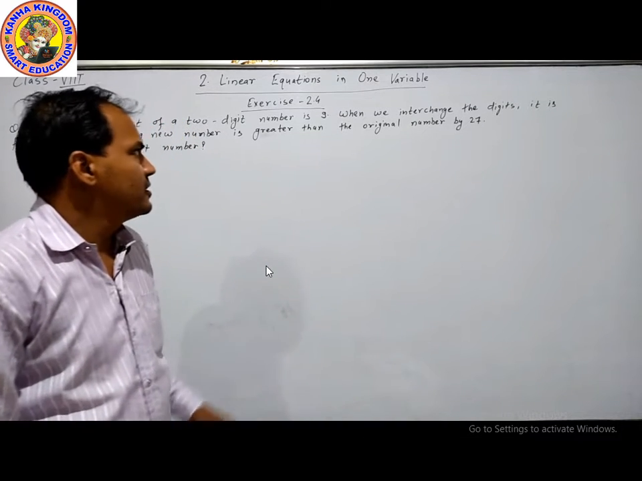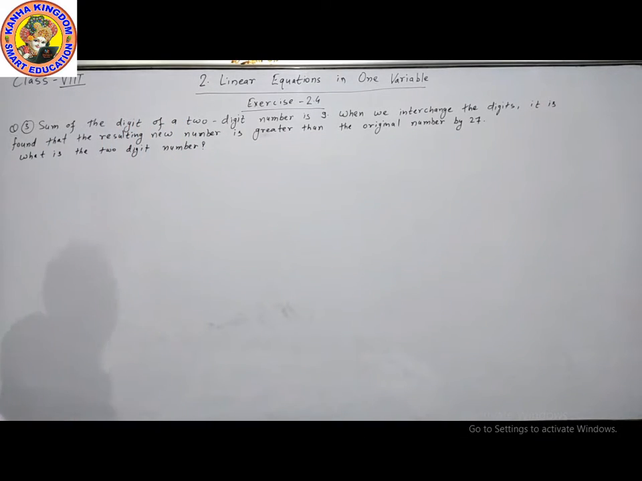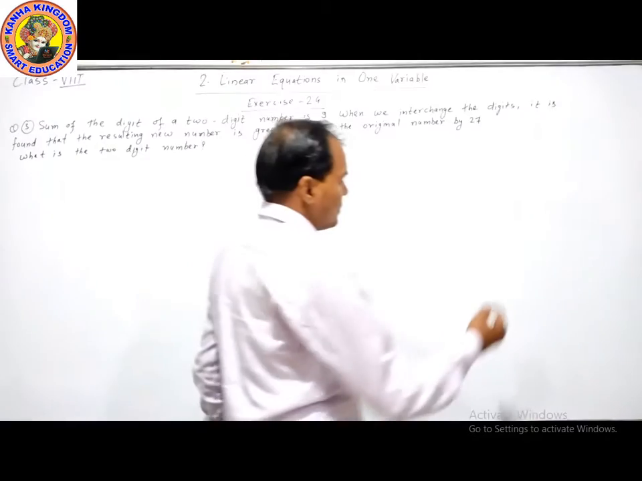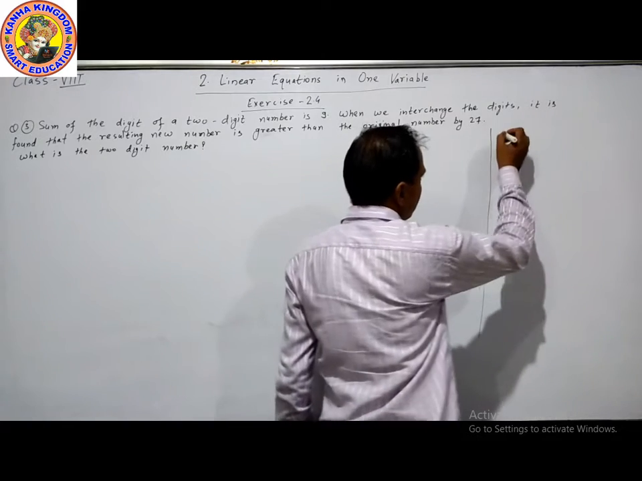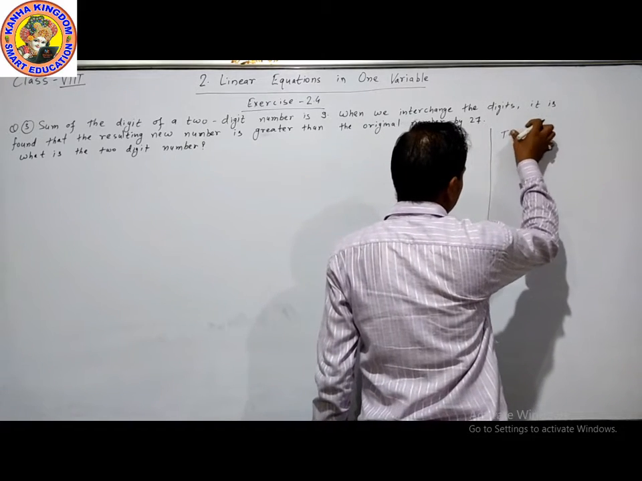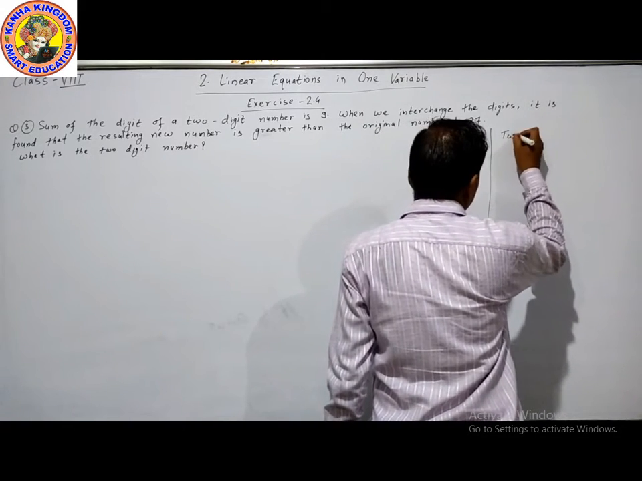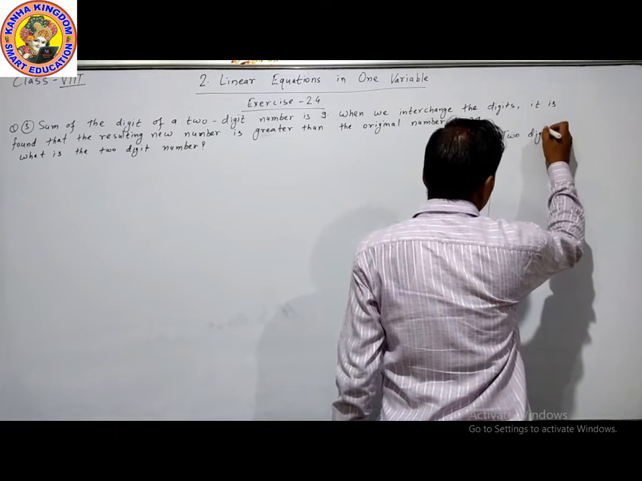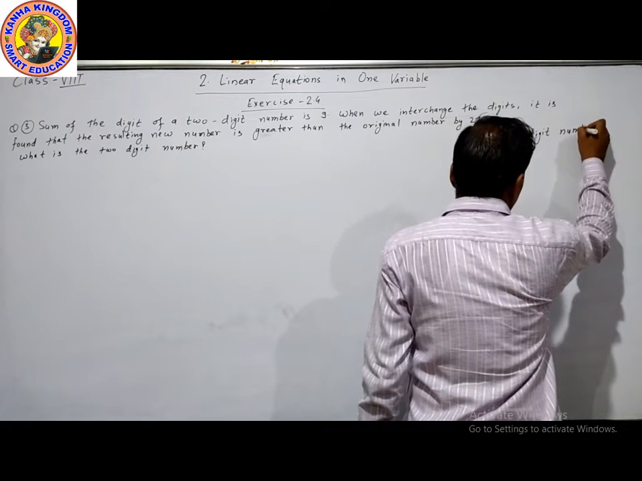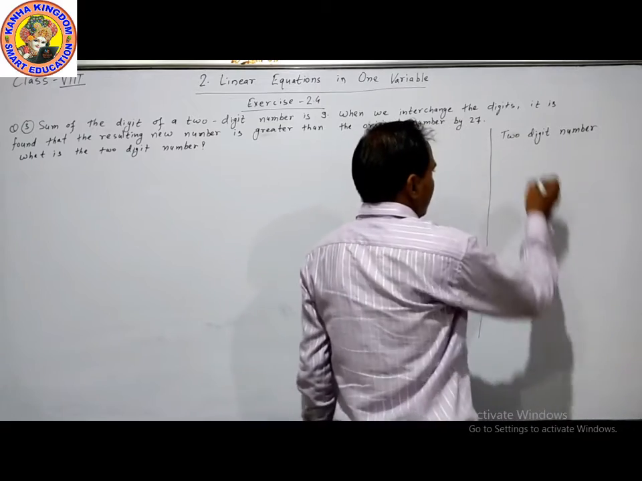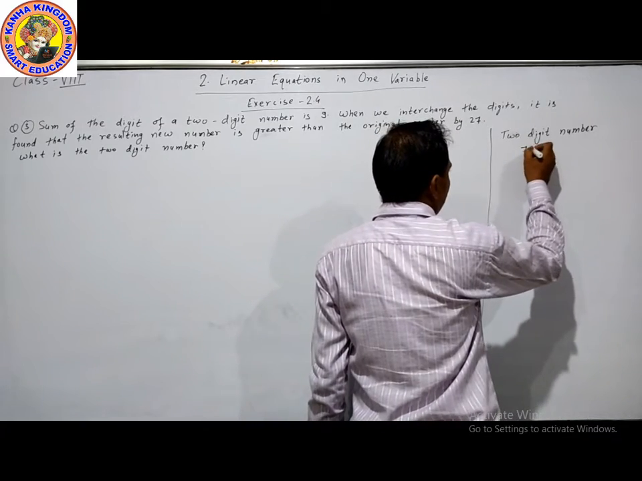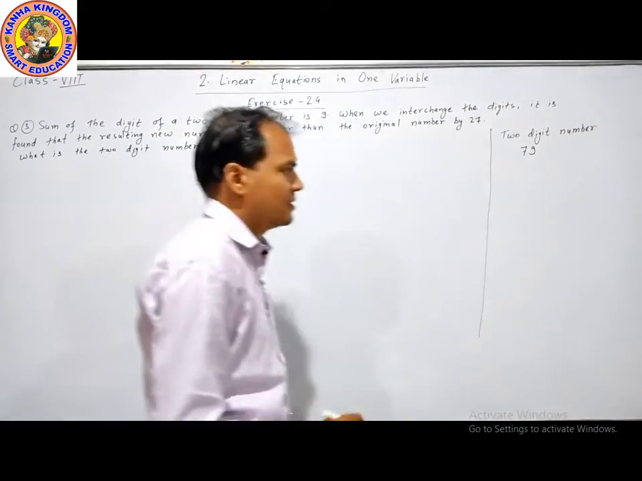Our today's exercise is exercise 2.4. Question number 3: The sum of the digits of a two-digit number is 9. First of all, what is a two-digit number? Let's take an example, this is 79.